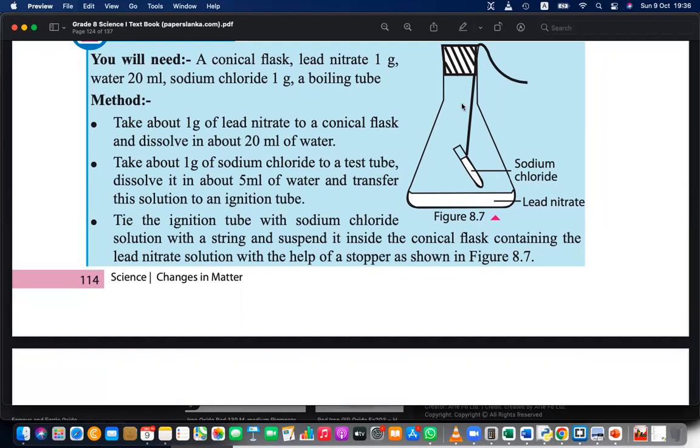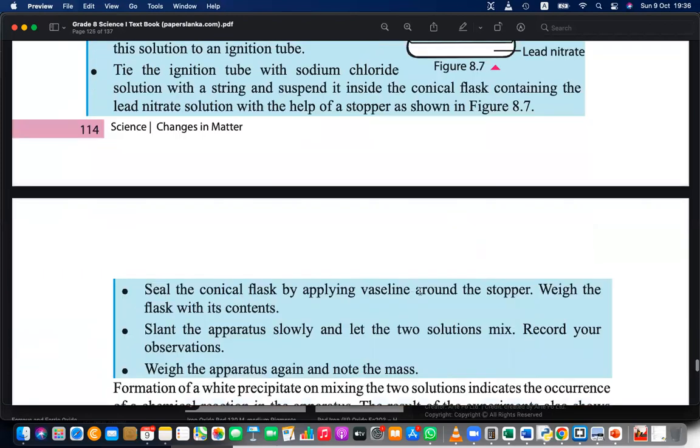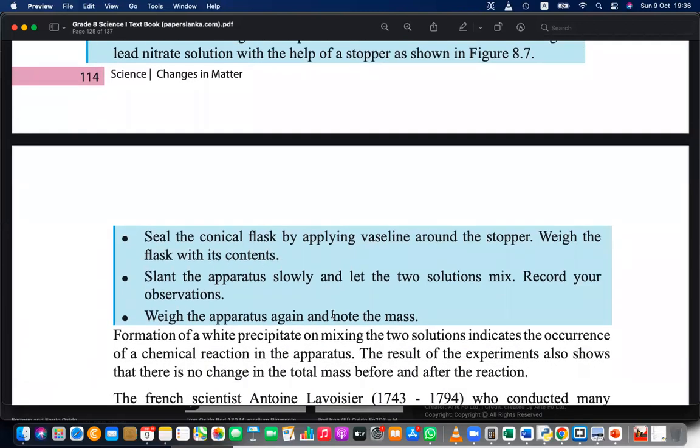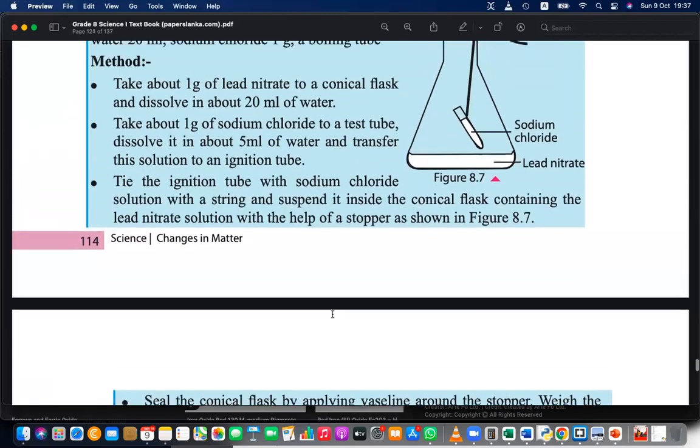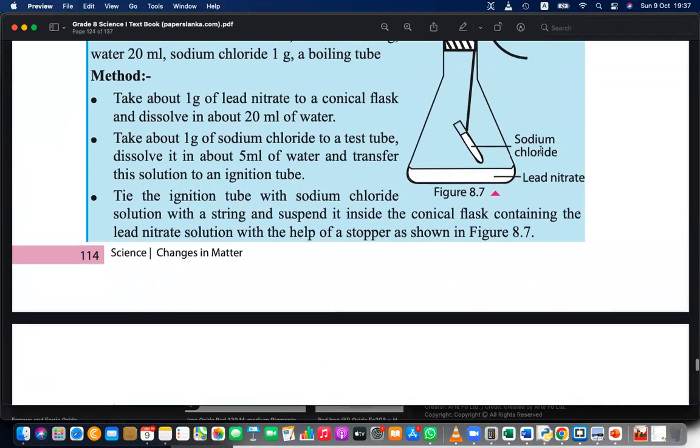Then you have to hang this, and after sealing it, release it. Seal the conical flask here. Apply Vaseline around the stopper. Weigh the flask with its contents and slant it. Then you can slowly mix the 2 solutions and record your observations. So what will happen? Here lead nitrate, here sodium chloride. What will be the result when you react sodium chloride with lead nitrate?